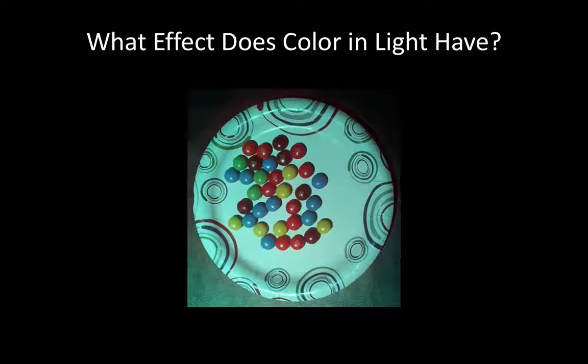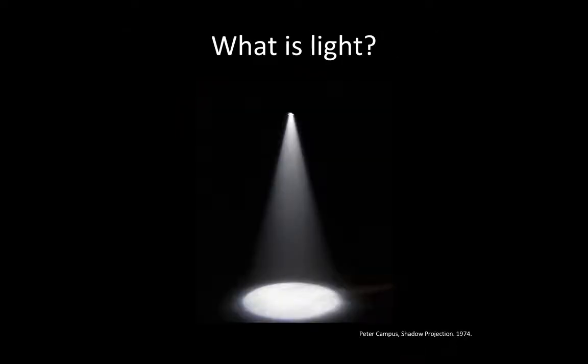To get a better understanding of why objects look different under different colors of light, we need to go back and look at what light is and how we see light and what color is in an object. So let's look at what is light.